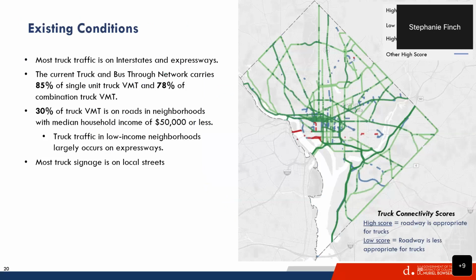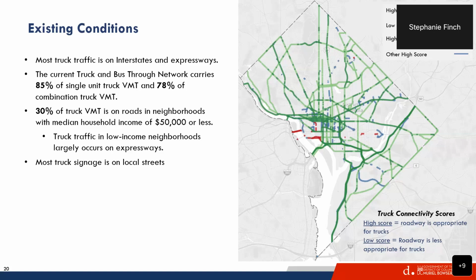And so some of the findings from the existing conditions analysis was that, in fact, most truck traffic is on interstates and expressways in the district, to the tune of 85% of single unit truck traffic is actually on the existing truck and bus through network, and 78% of combination truck. So that would be like a tractor trailer combo. 78% of that traffic is on the current truck and bus through network, which on this map on the slide is the green lines. That's the existing network.